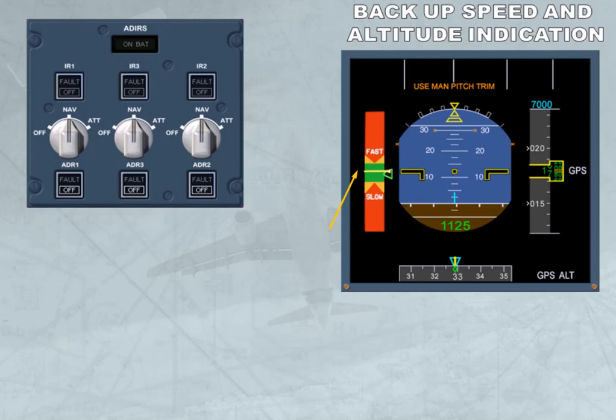The backup altitude scale is based on GPS altitude information. Due to the GPS altitude inaccuracy, the last 2 digits are double-dashed. The vertical speed indication is not available. Note, on the FMA, an amber use man pitch trim is displayed when the landing gear is down.